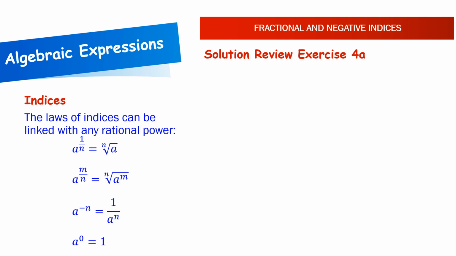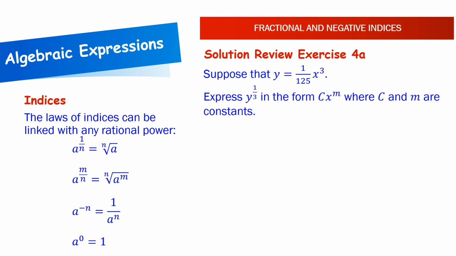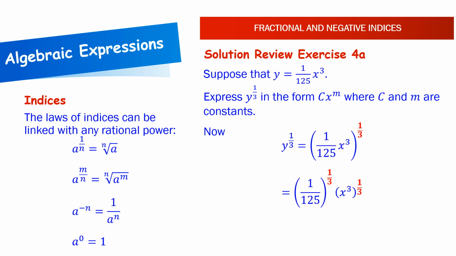Now let's take a look at review exercise 4a. Suppose y equals 1 over 125 times x cubed. Express y to the 1/3 in the form cx to the power m, where c and m are constants. So let's find out what y to the 1/3 looks like. We substitute y equals 1 over 125 times x cubed as shown in the expression, and then rewrite this expression as 1 over 125 to the power 1/3 times x cubed to the power 1/3.